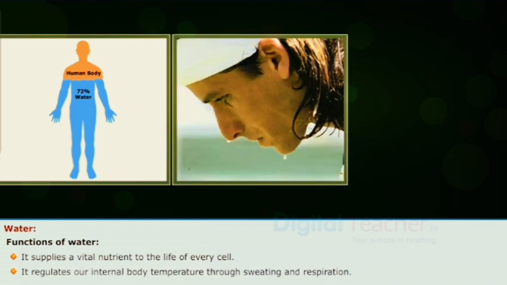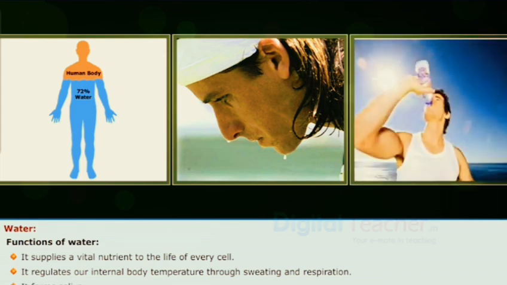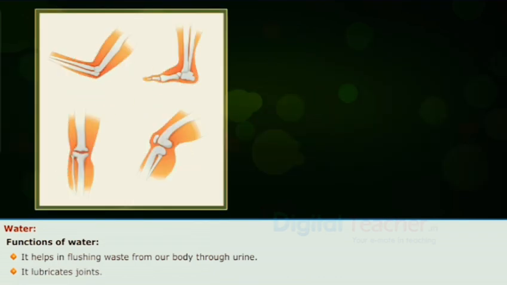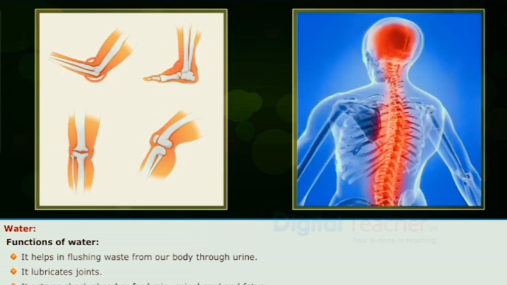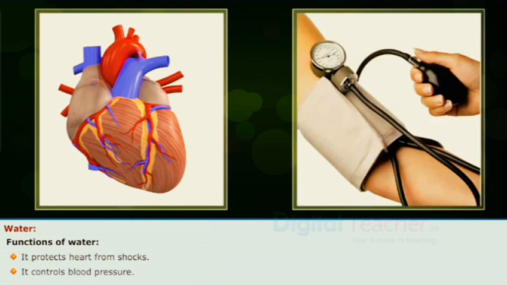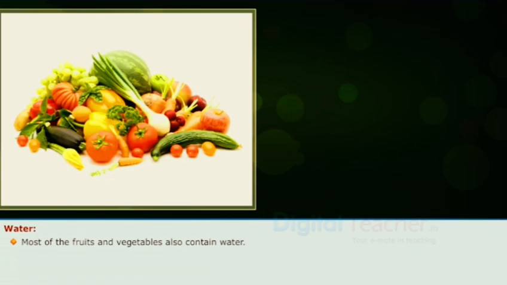It regulates our internal body temperature through sweating and respiration. It forms saliva. It helps in flushing waste from our body through urine. It lubricates joints. It acts as a shock absorber for the brain, spinal cord and fetus. It protects the heart from shocks. It controls blood pressure.